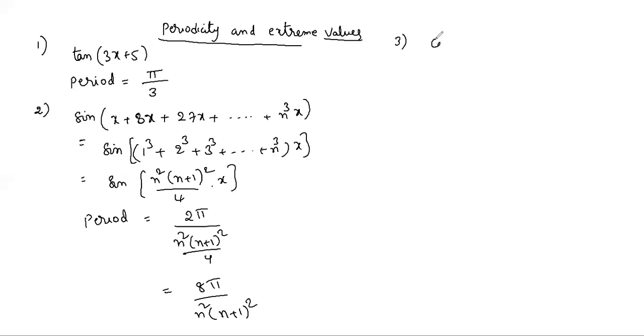Next, the period of the function cos cube x. Already we have given the period of cos power n x is 2 pi if n is odd, and if n is even, only pi. So here the n value is 3, so it is 2 pi period.